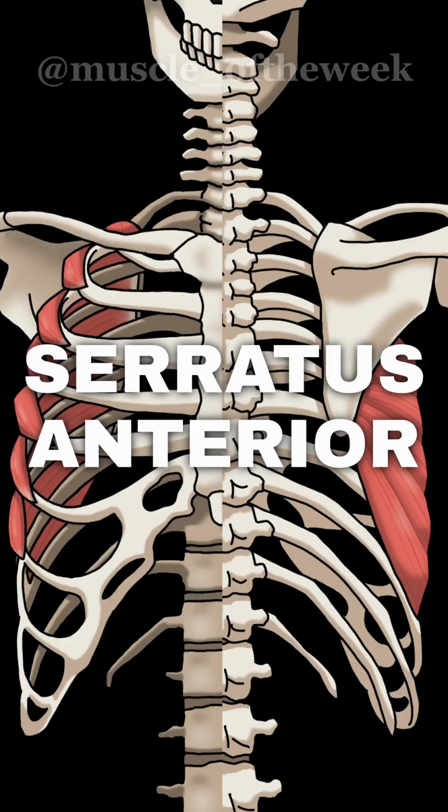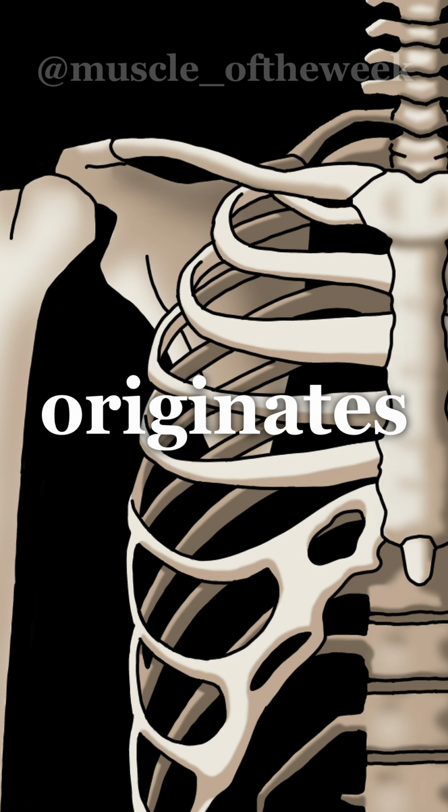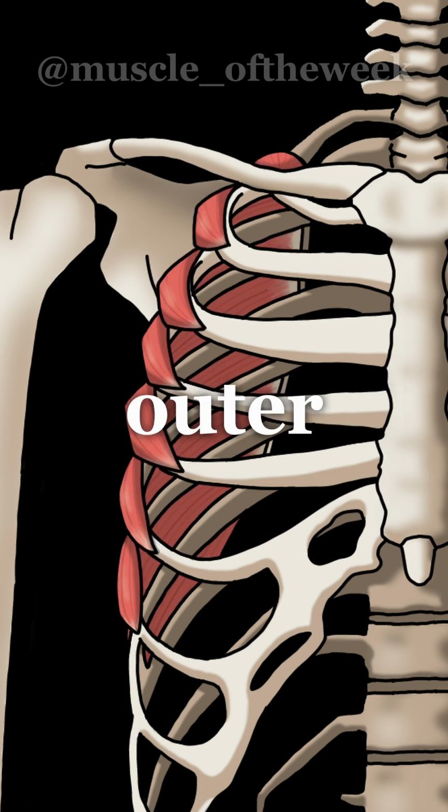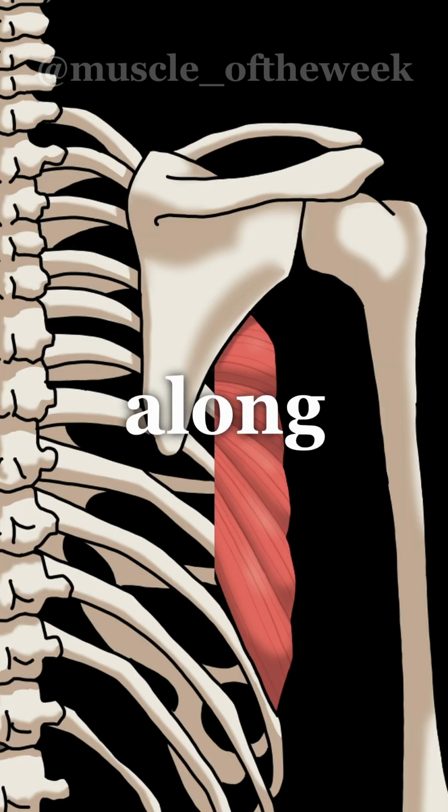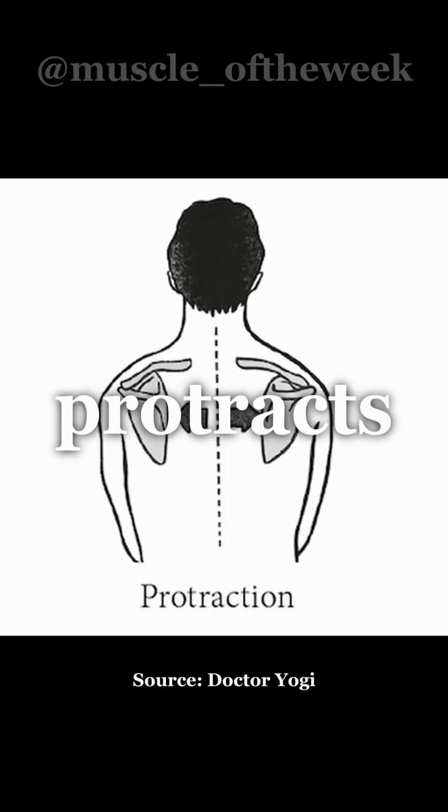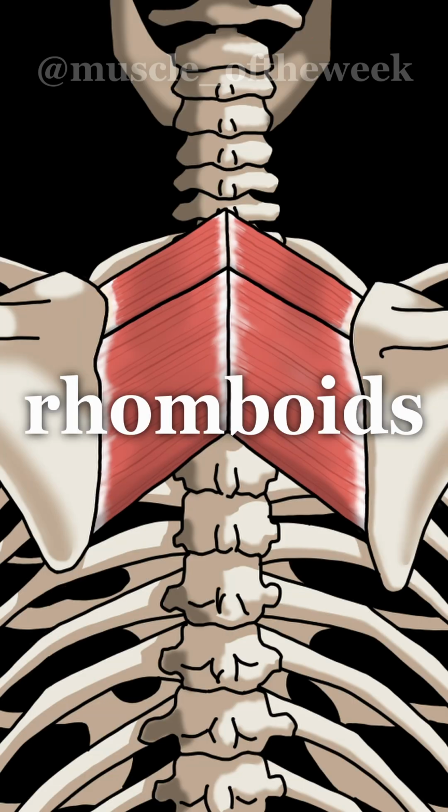The muscle of the week is the serratus anterior. The serratus anterior originates as 9 to 10 muscle slips from the outer surface of the upper 8 or 9 ribs and inserts along the medial margin of the scapula. There's typically one more muscle slip than the number of ribs it arises from, as 2 slips often originate from the second rib. The serratus anterior protracts the scapula as an antagonist to the rhomboids and assists in the upward rotation of the scapula.